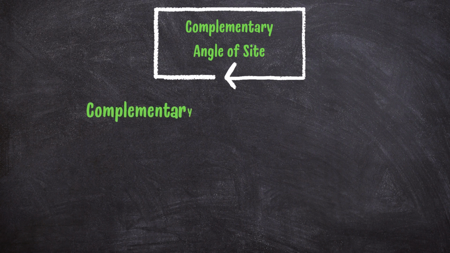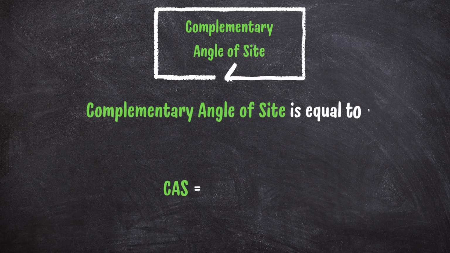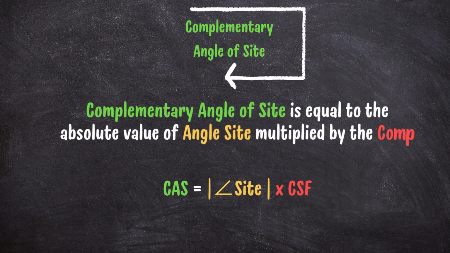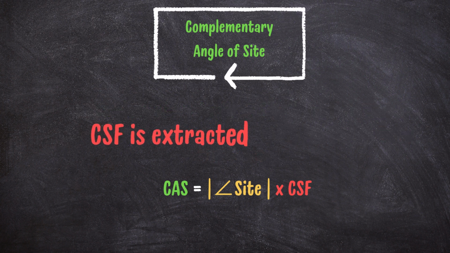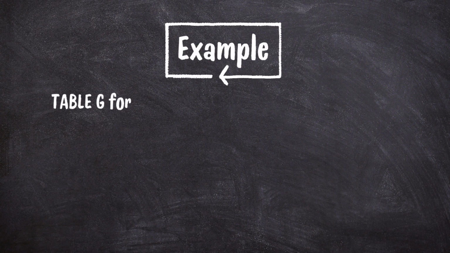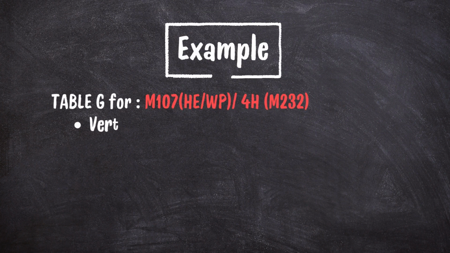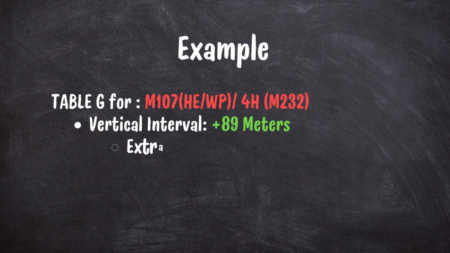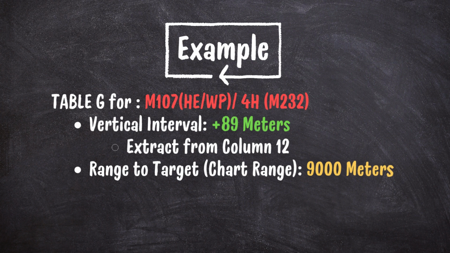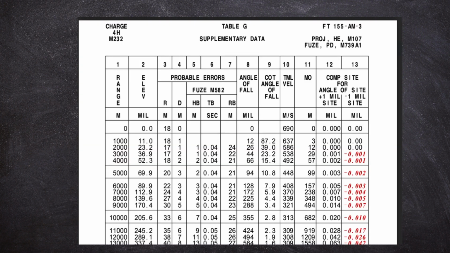Now for complementary angle of sight. Complementary angle of sight is equal to the absolute value of angle sight multiplied by the comp sight factor. Comp sight factor is extracted from table Golf, columns 12 and 13. For our example, we will look in table Golf in shell family Mic 107, charge 4 Hotel Mic 232. Since we have a positive vertical interval, we will extract from column 12, and we are looking for chart range 9,000 meters. Here is table Golf.